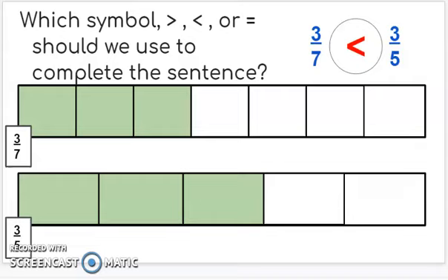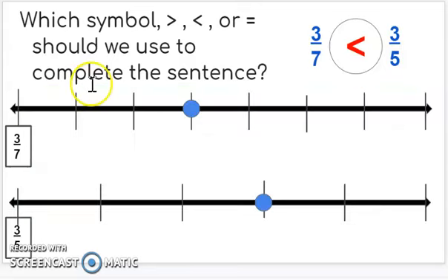Now what I'd like to show you and what you're going to do on your number line is look carefully at 3 sevenths being less than 3 fifths. I want to show you the same thing but on a number line. It will look something like this. So I have 1, 2, 3 sevenths plotted here, and I have 1, 2, 3 fifths plotted here. Which one is further from 0? 3 fifths is further from 0, so it is still the greater fraction.